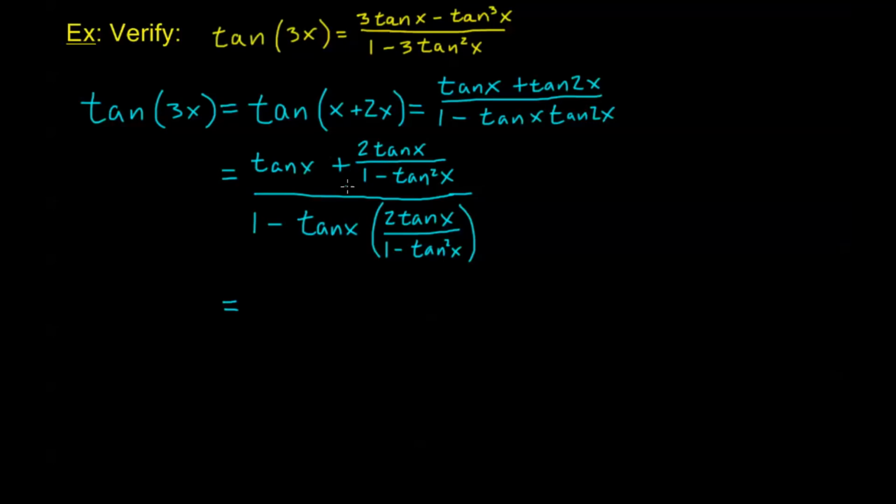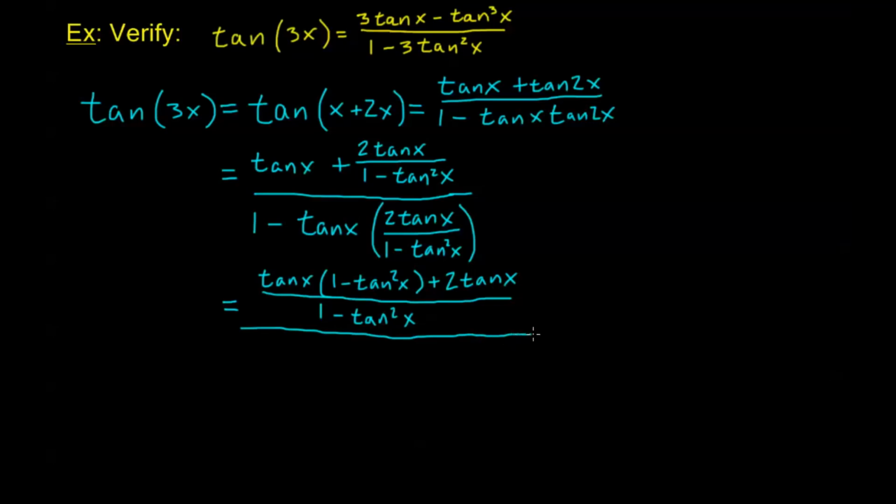So finding the common denominator here, we already found it's 1 minus tangent squared x. So I need to multiply this tangent x by 1 minus tangent squared x over 1 minus tangent squared x. And I'm going to get tangent x times 1 minus tangent squared x. I still have this plus 2 tangent x. This is going to be all over 1 minus tangent squared x. And now this is our big fraction.